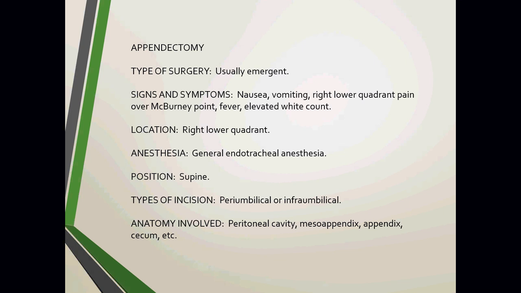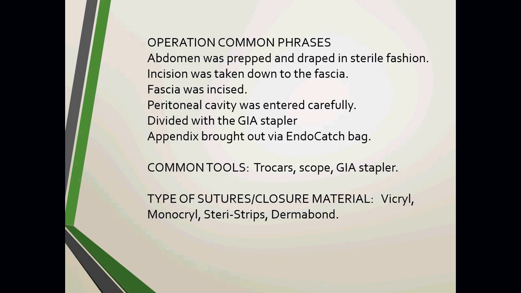And you're going to hear different types of incisions depending. Surgeons have certain incisions they like to make for different reasons. And you'll hear the mesoappendix, appendix, cecum, and peritoneal cavity. You're going to hear the abdomen or whatever surgical area was prepped and draped in sterile fashion very often. The peritoneal cavity was entered carefully.